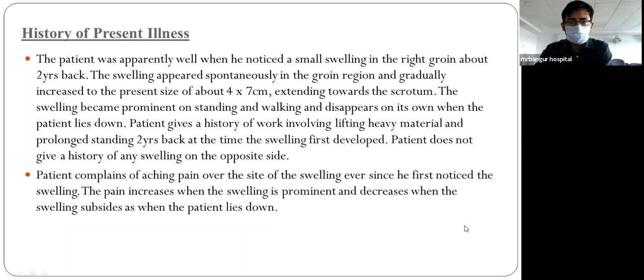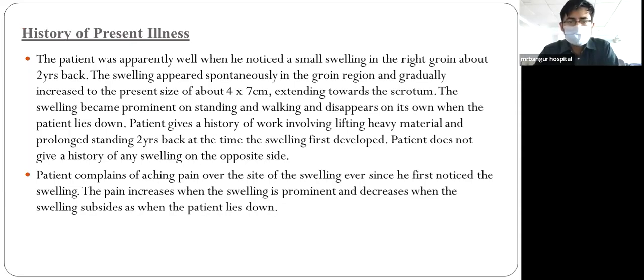The patient was apparently well when he noticed a small swelling in the right groin about 2 years back. The swelling appeared spontaneously in the groin region and gradually increased to the present size of about 4 into 7 centimeters, extending towards the scrotum. The swelling became prominent on standing and walking and disappears on its own when the patient lies down.